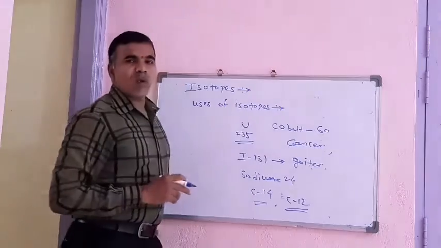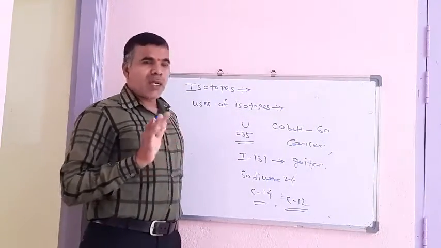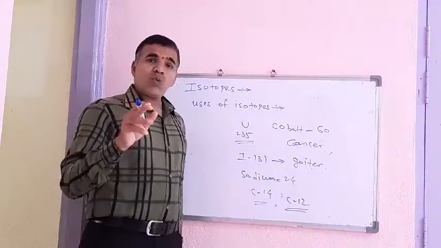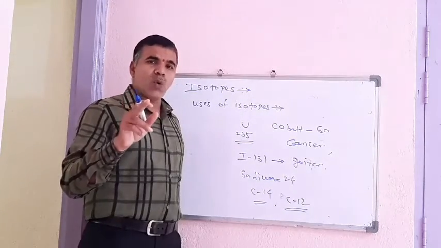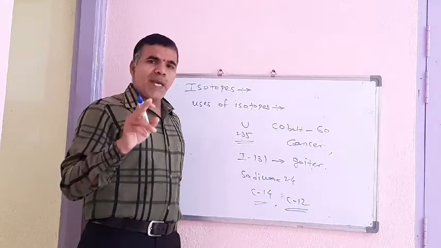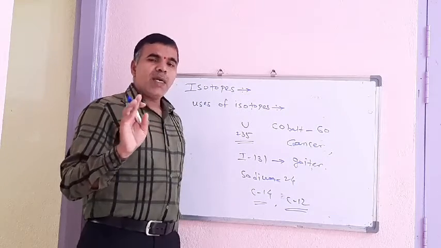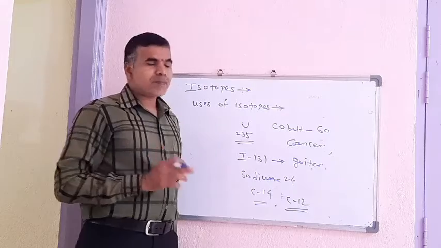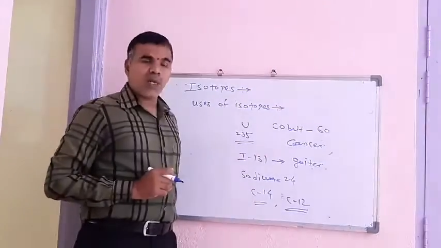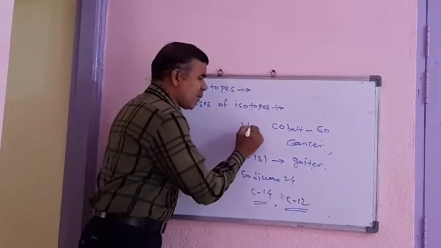So these are some uses of isotopes. Dear students, first we have to understand the meaning of isotope. Isotopes are elements having the same atomic number but different atomic mass numbers. Some examples are given. Uranium 235.